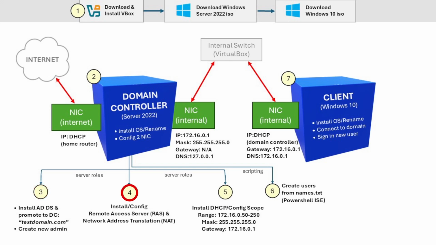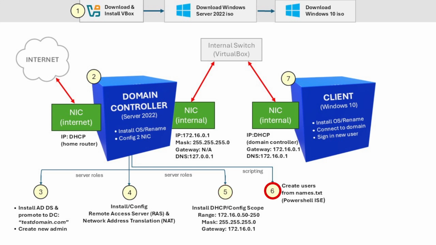From here, we'll jump to number 4, install and configure remote access server and network address translation. Essentially, this will give the client access to the internal network, as well as access to the internet through the domain controller. Step 5 will be installing the DHCP server and configuring the scope. The purpose of DHCP is to auto-assign IP addresses to our client users when they connect to our domain.